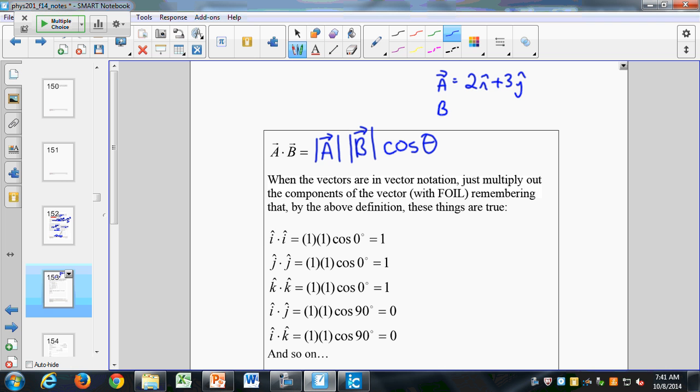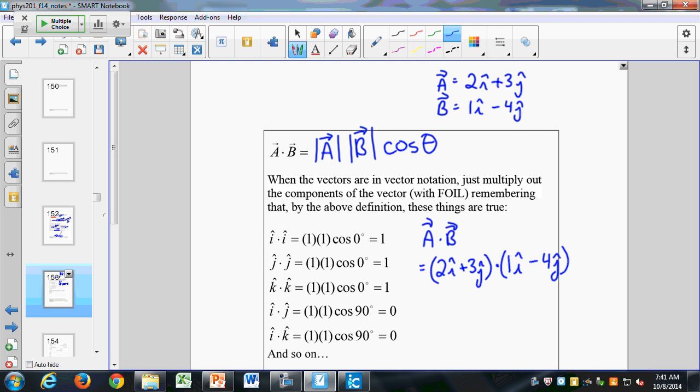And then I had the vector B, and it was equal to, say, 1i minus 4j. And I wanted to take the dot product of those. That would be A dot B. I just multiply them out like I would doing FOIL, for example. So I'd have 2i plus 3j dotted with the vector B, 1i minus 4j.